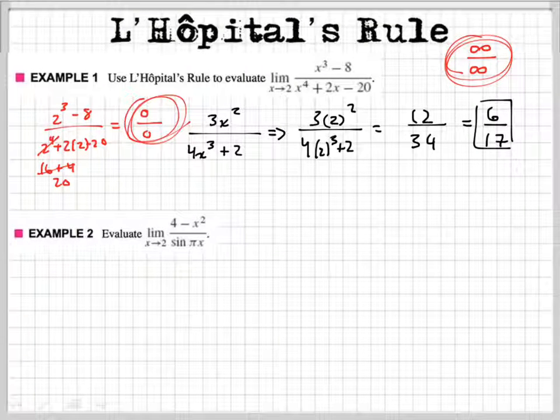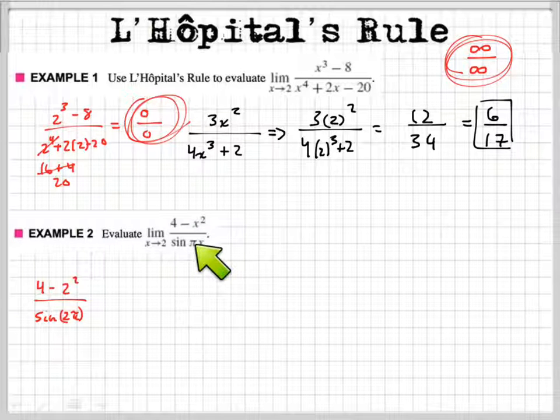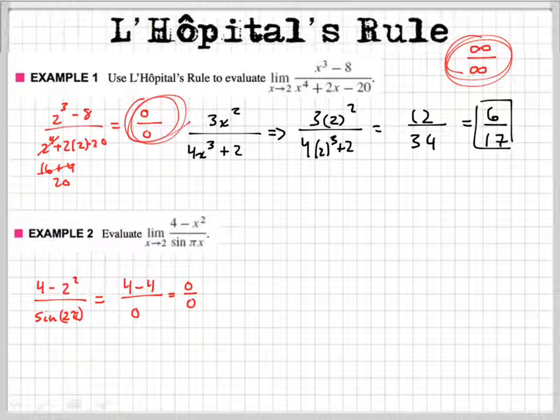Let's do the next one. What you do right here is you plug in the 2 just like we did before. So we go 4 minus 2 squared. On the bottom we have sine of 2 pi, because the x is multiplying times the pi. I like to put the parentheses, but most of the time the book will not. If the numbers are multiplying right after the trig function, you have to assume that they're both inside the trig function. So we have 4 minus 4 up top, which is 0, and on the bottom we get 0 because sine of 2 pi is 0. So we have 0 over 0, another indeterminate form.